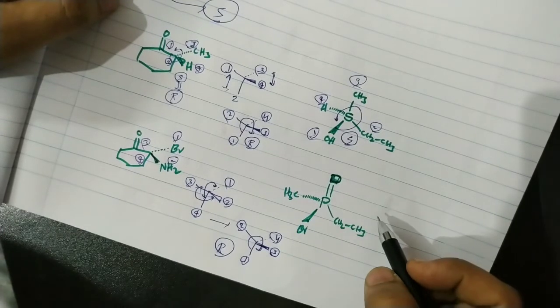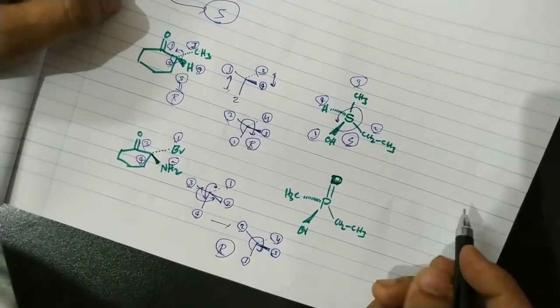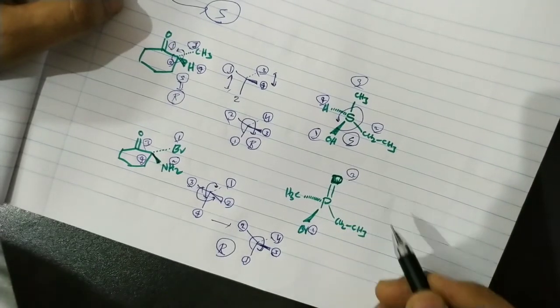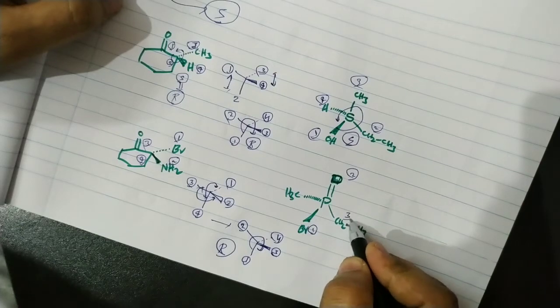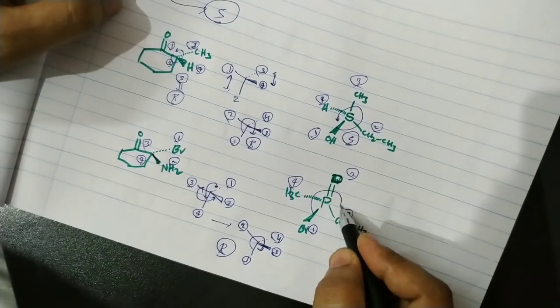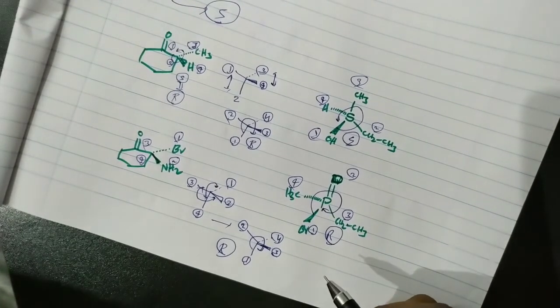And next in this case phosphorus. Here first priority bromine, your second priority oxygen, and ethyl and methyl, this third priority, and the least priority group is below the plane. So you take an arrow 1 to 2, 2 to 3. This arrow is in clockwise direction, so its configuration is R configuration.